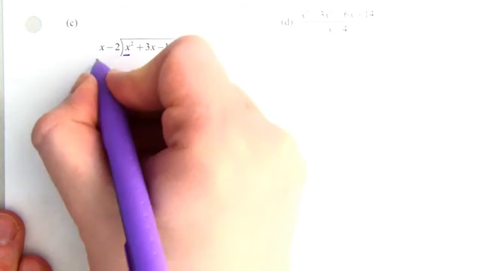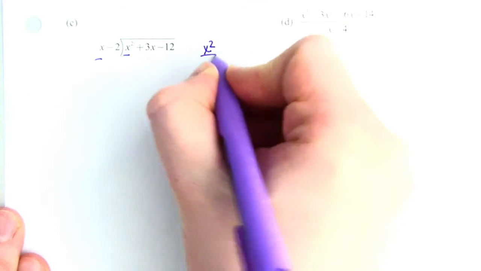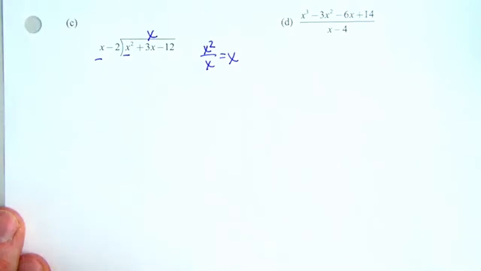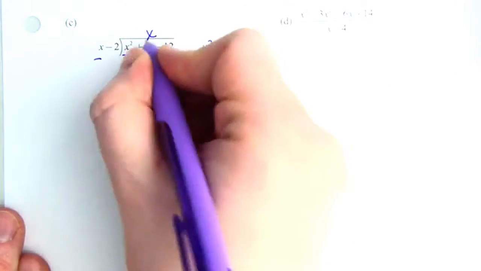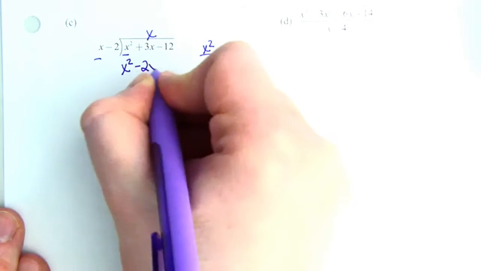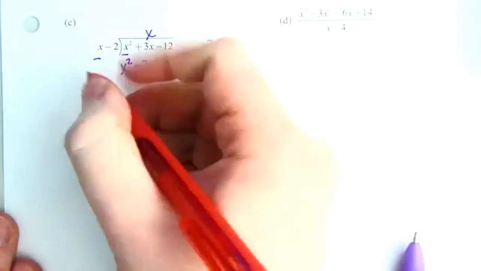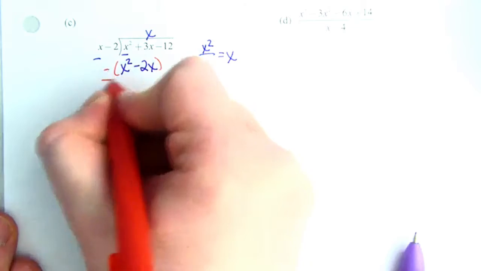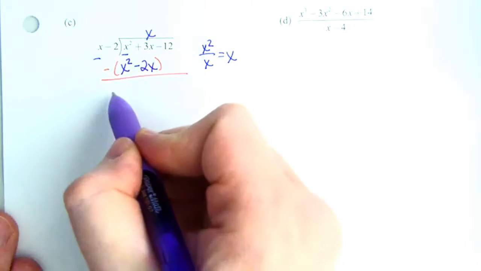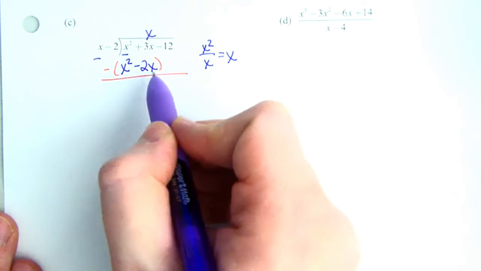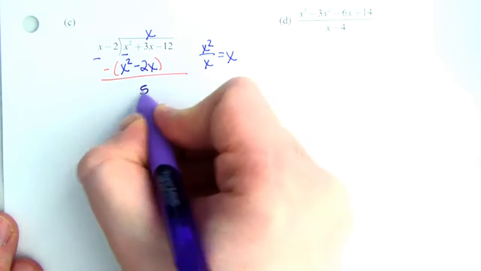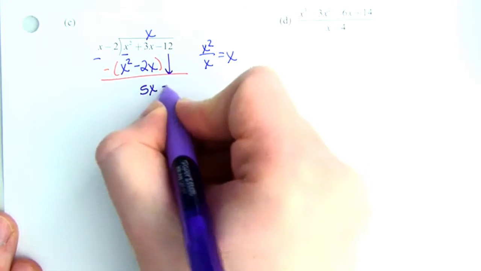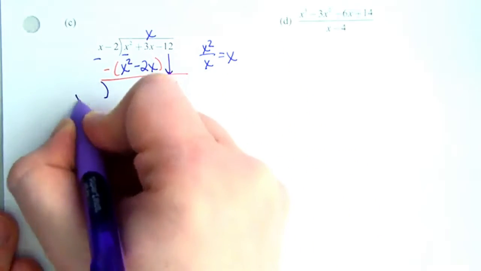Okay, divide. X squared divided by x, that's going to give me x. Multiply. X times x is x squared. X times minus 2 is minus 2x. Parentheses so we can subtract. Gone. 3x minus negative 2x, 3x plus 2x should give us 5x. Bring down, and we'll start this thing over.